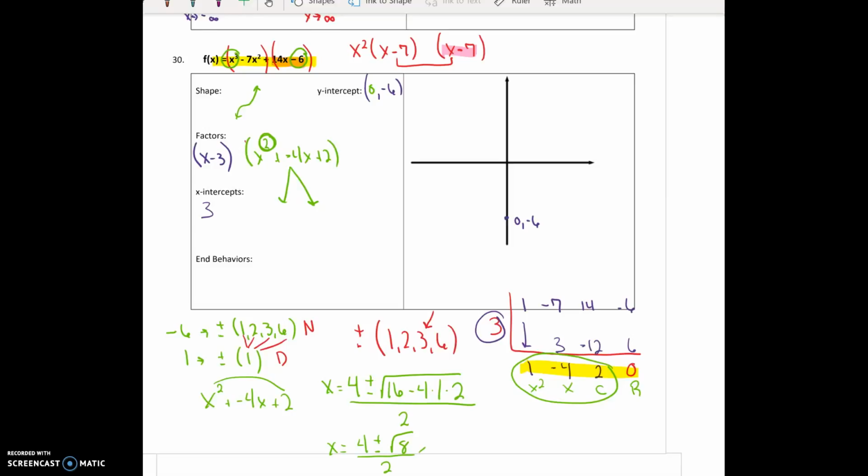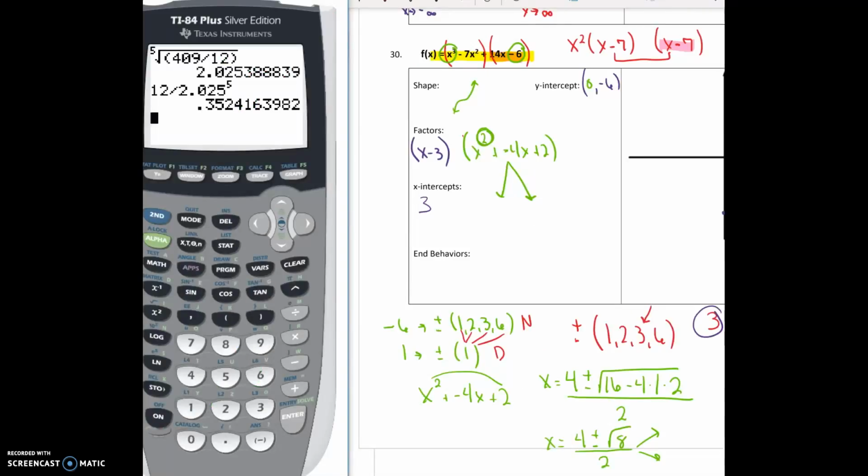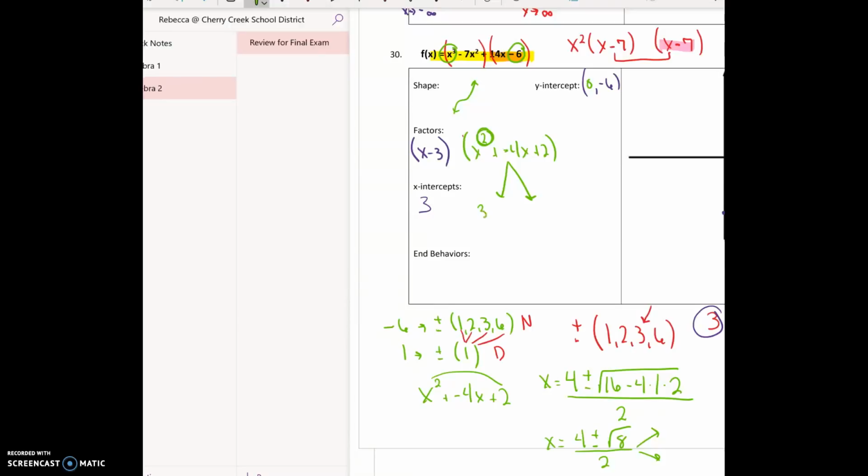Now I've got to see what these are worth as decimals because the square root doesn't help me. I want to see where it's crossing the x-intercept. So I'm going to go to my calculator and type this in. I'm going to do 4 plus the square root of 8, hit enter first, and then divide that by 2. And I get one x-intercept, although it's not nice, as about 3.4.